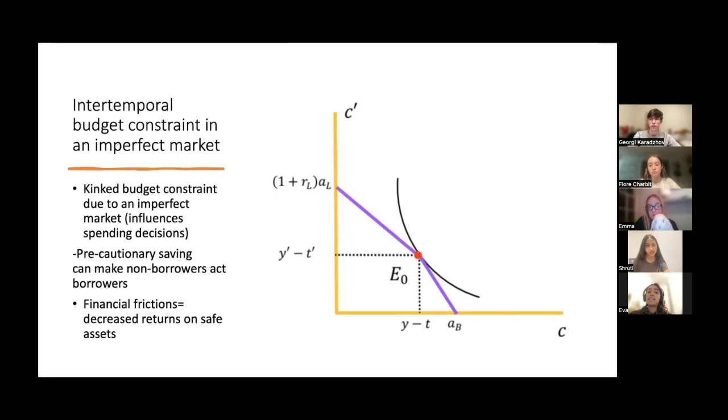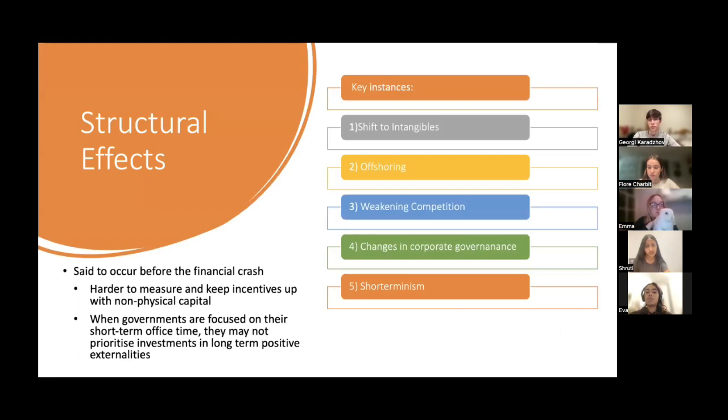Looking at the decline in government investment, it seems fairly intuitive that the government fell into crisis mode and was no longer able to spend its money on investment. However, this certainly cannot be attributed entirely to pre-crash phenomenon. The structural effects, however, include a shift to intangibles, offshoring, changes in corporate governance, weakening competition, and short-termism.